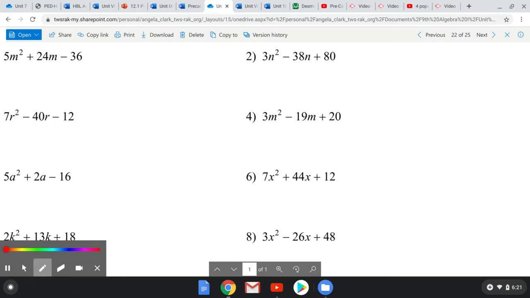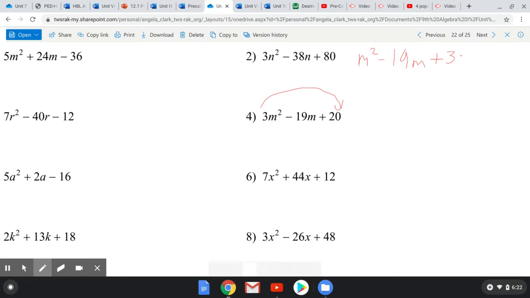So let's first do the slide part. The first thing we do is we take the front number and we multiply it to the back. So we're just moving the front number to the back number. So we end up with m squared minus 19m plus 3 times 20, right? So we're just moving that front number. We're sliding that front number over to the back. So that's m squared minus 19m plus 60.